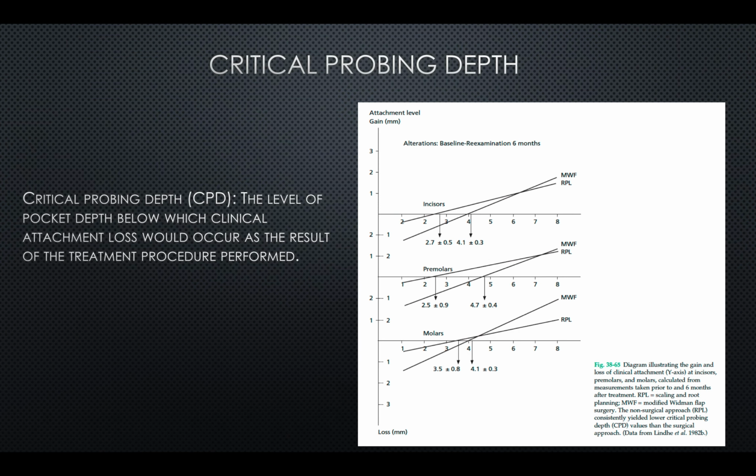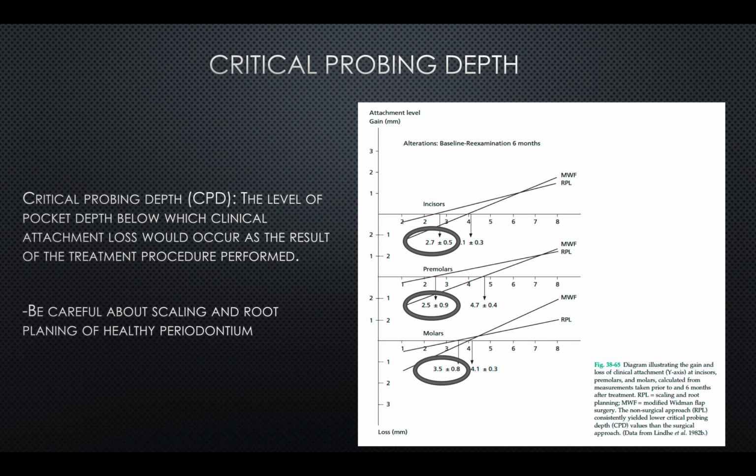Okay, so this is the same graph. It has been redone, redesigned, based on the original paper of Lindhe, but this one is from Lindhe's book, not from the paper. The critical probing depth is the level of pocket depth below which clinical attachment loss would occur as a result of the treatment procedures performed. It's putting nicely together the thing that we were talking about.